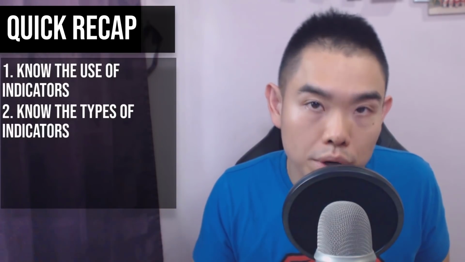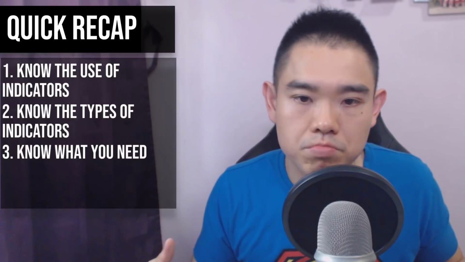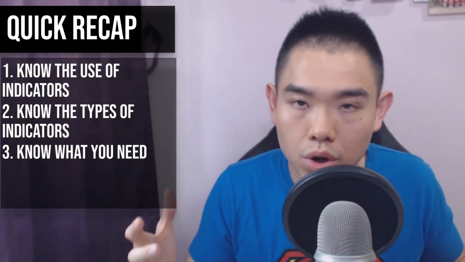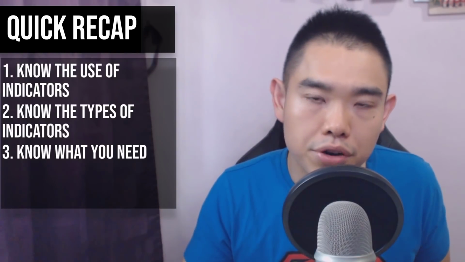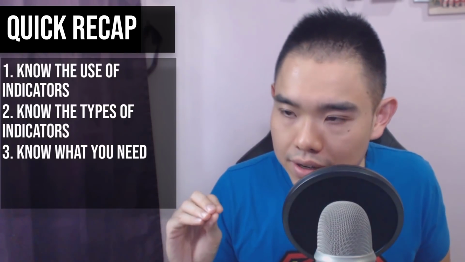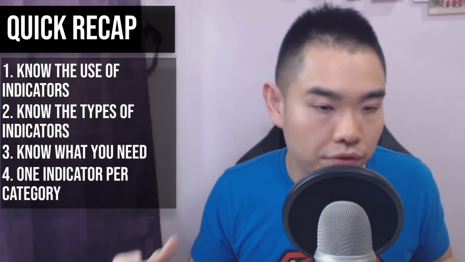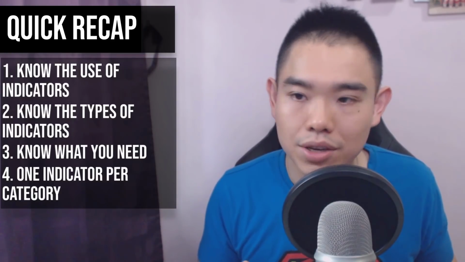Number three, know what you need. Do you need help with defining the trend? Do you need help with entering your trade? So know what you need and then find the appropriate trading indicators for it. And finally, number four, not more than one trading indicator from each category. If not, you will get conflicting signals and you will be confused.